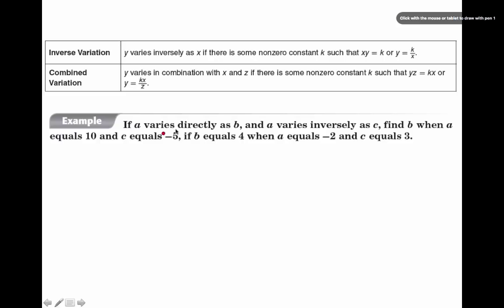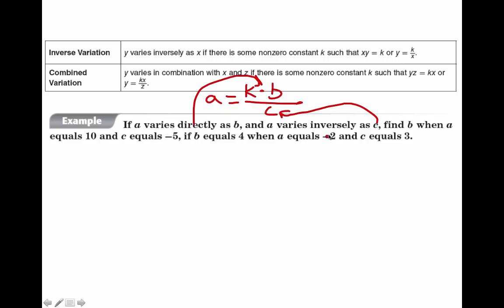Okay, I got the pen to work. Okay, A varies directly with B and A varies inversely with C. This is not two separate problems. It says A direct means multiplication by the value of B by K, B times K, and then divided by C. So the direct means multiplication and the inverse means division. Okay, so that's what we're looking for here.